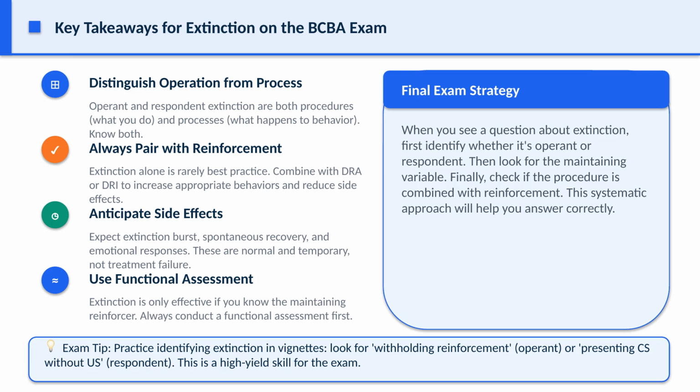Before implementing extinction, a functional assessment is essential because extinction only works if you know and can control the maintaining reinforcer. Finally, prioritize client safety. Never use extinction for dangerous behaviors. Instead, rely on reinforcement-based procedures and plan for ethical implementation. On the exam, expect questions that test your ability to distinguish extinction as operation versus process, anticipate side effects, and apply it ethically alongside reinforcement.